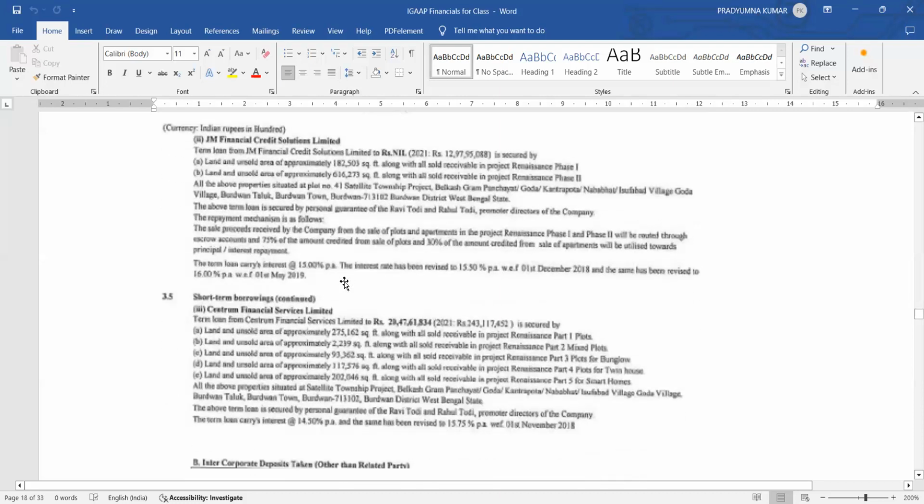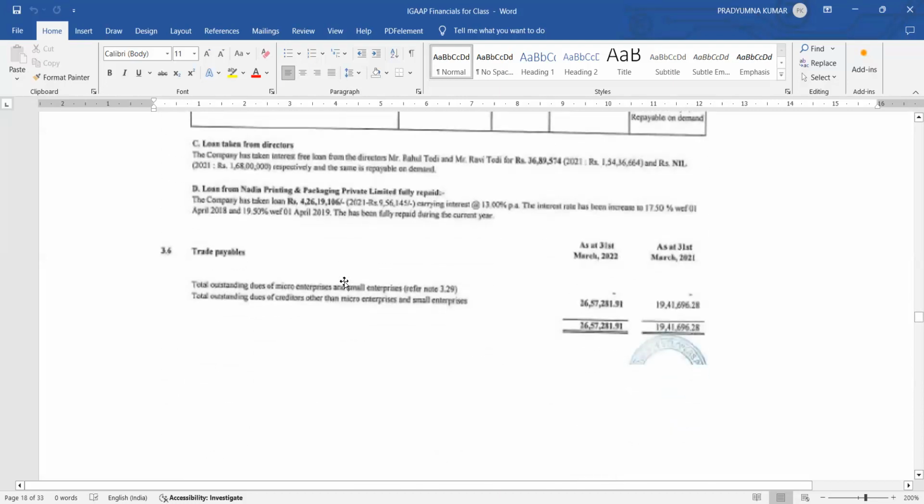So if you add 2 zeros, how much is it? 26 crore, right? In 26 crore, there is not a single micro or MSME vendor. Either they have paid it, or we have to see note 3.29. Okay.